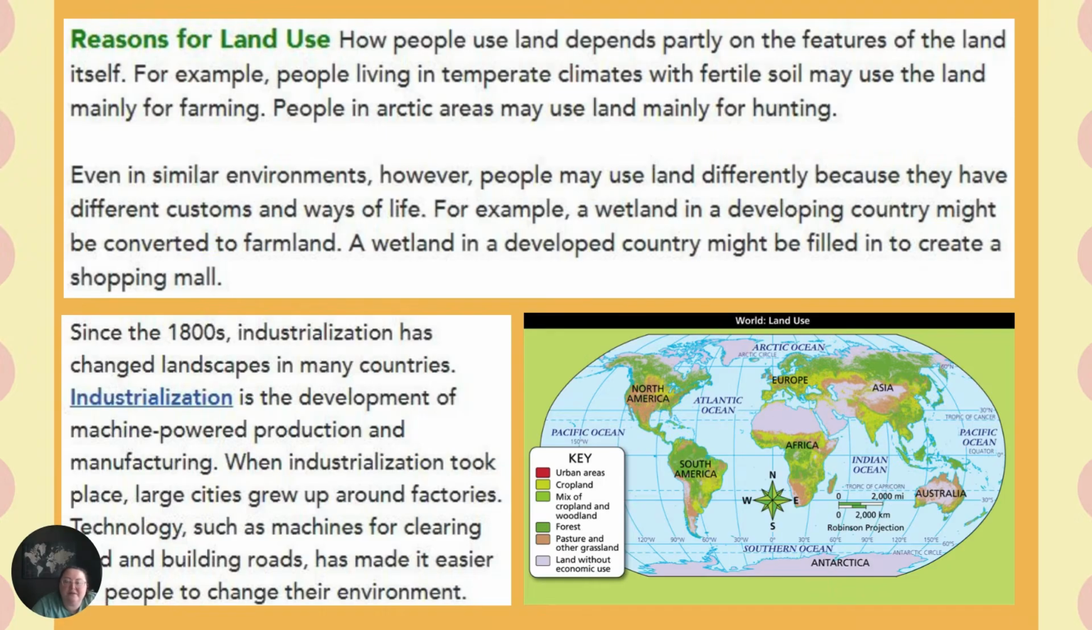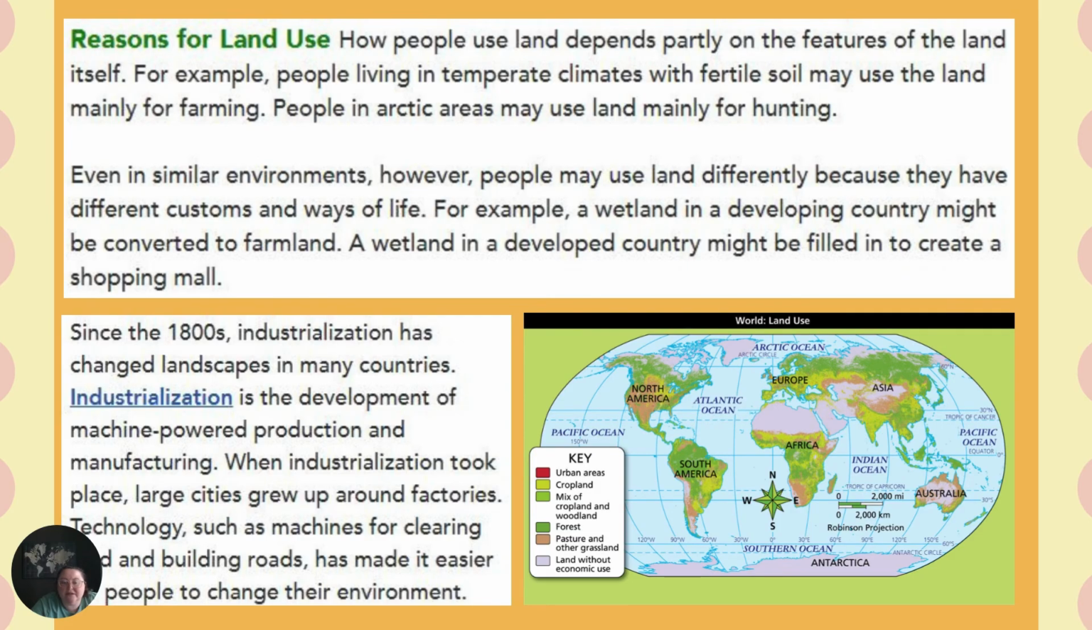Let's take a look at how people use land. Reasons for land use. How people use land depends partly on the features of the land itself. For example, people living in temperate climates with fertile soil may use the land mainly for farming. People in Arctic areas may use the land mainly for hunting. Even in similar environments, however, people may use land differently because they have different customs and way of life. For example, a wetland in a developing country might be converted into farmland. A wetland in a developed country might be filled to create a shopping mall.